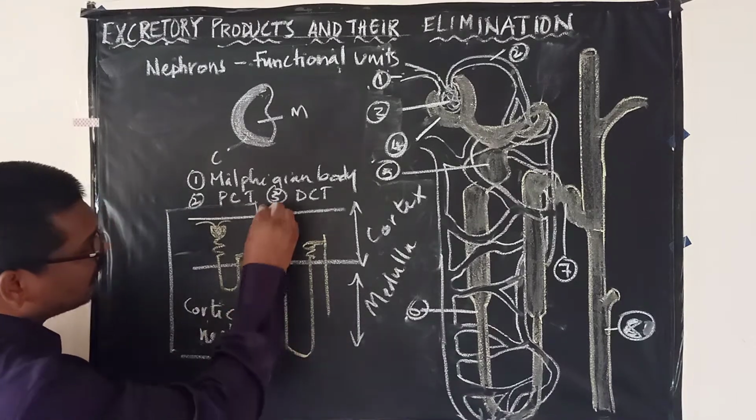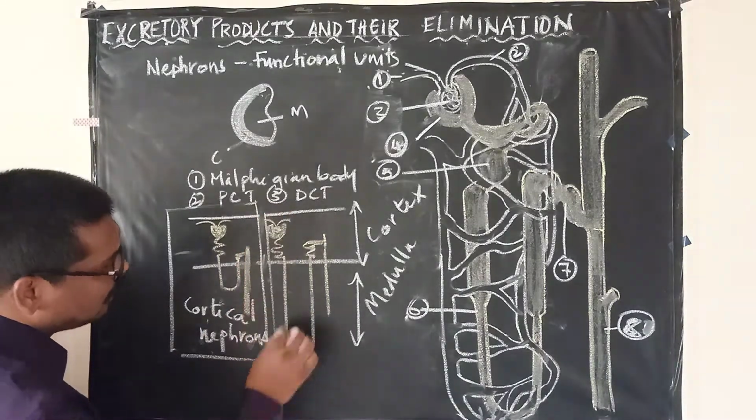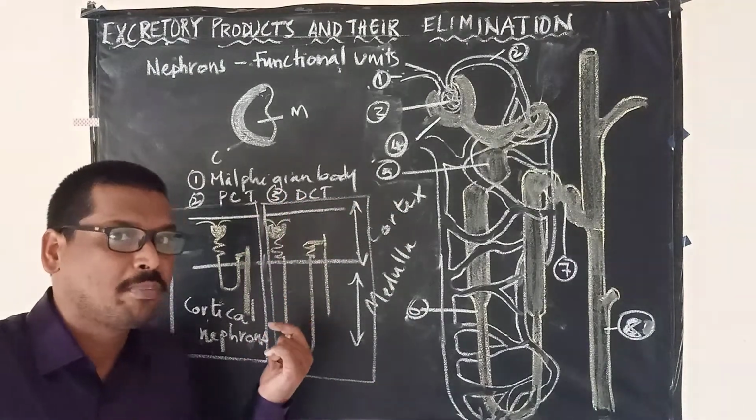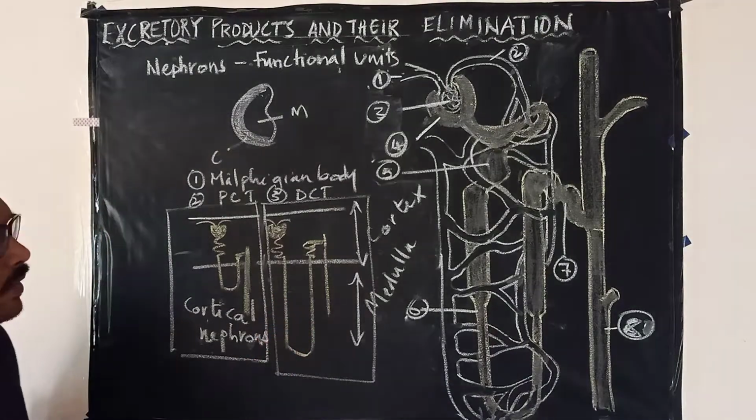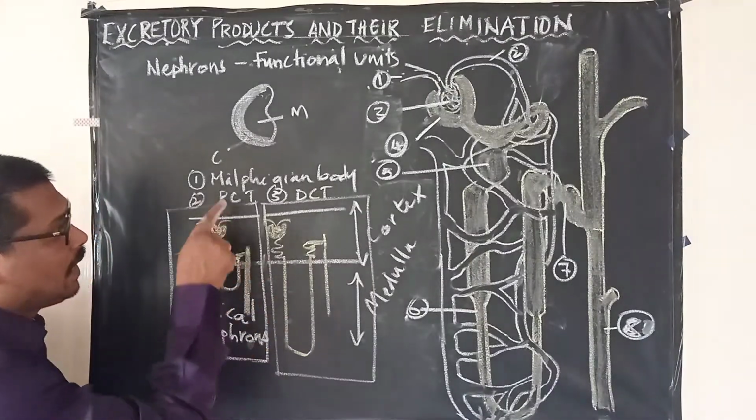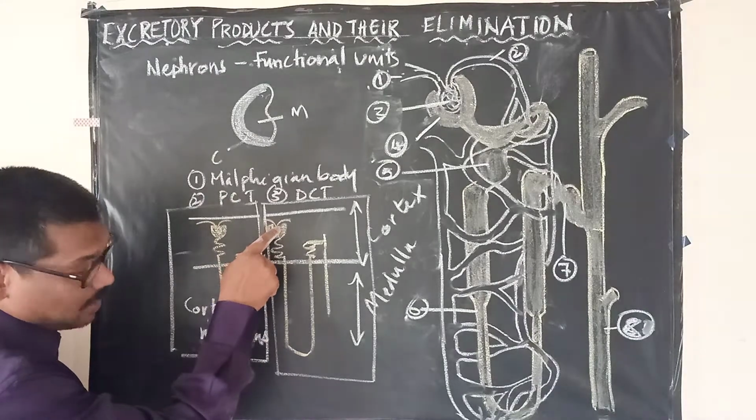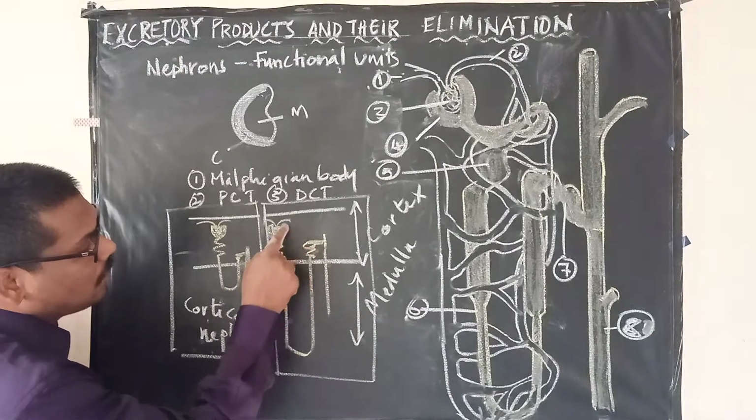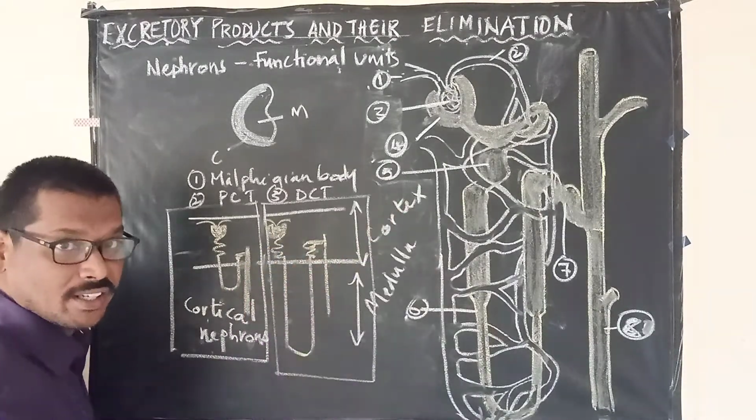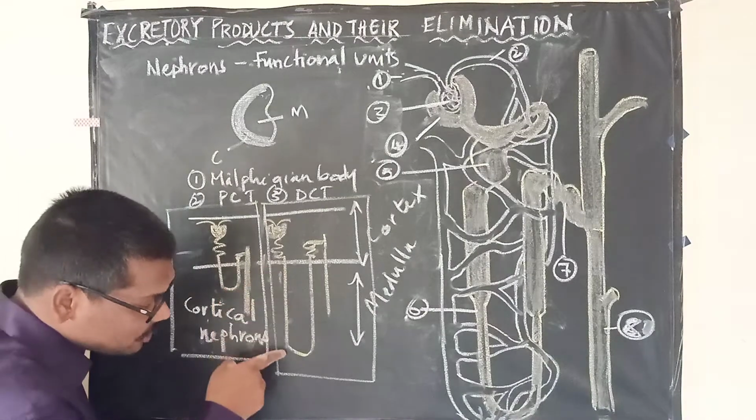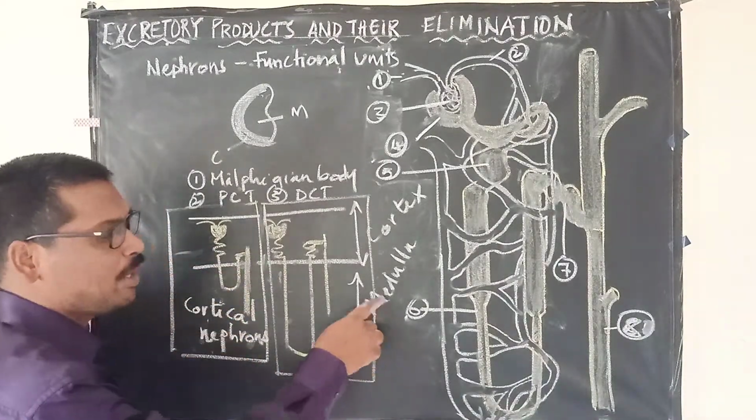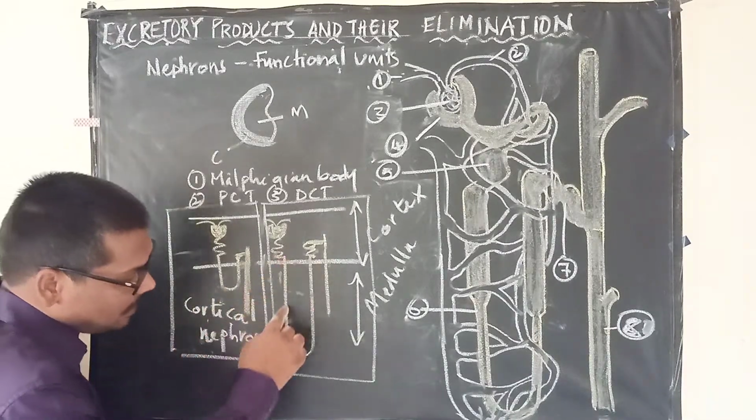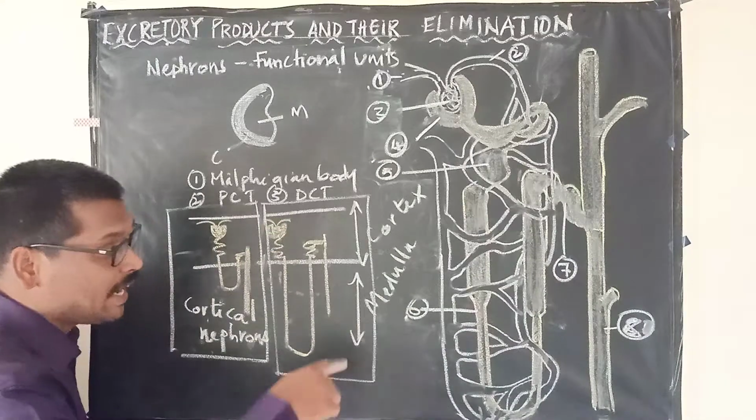And in the other case, if you are seeing these nephrons, they are very few in number. In these nephrons, the Malpighian body, meaning the glomerulus plus Bowman's capsule, the PCT and the DCT are all present in the cortex region. But the Henle's loop is present deep inside the medulla. That's the major difference you have to keep in mind.